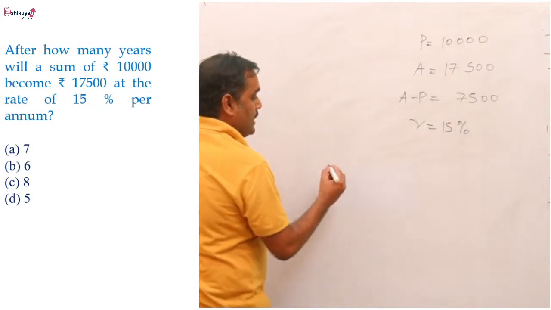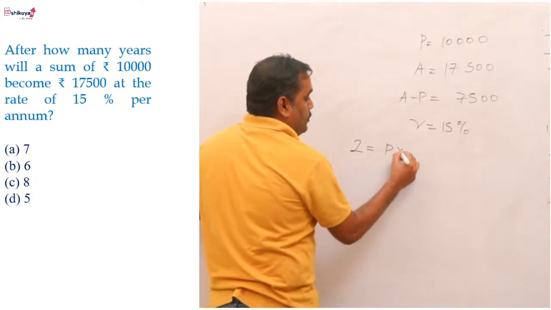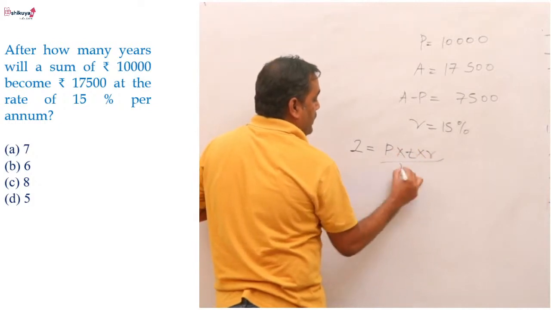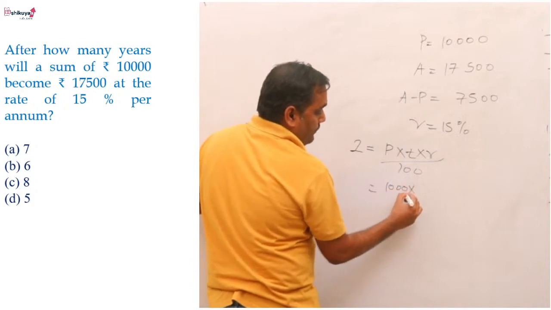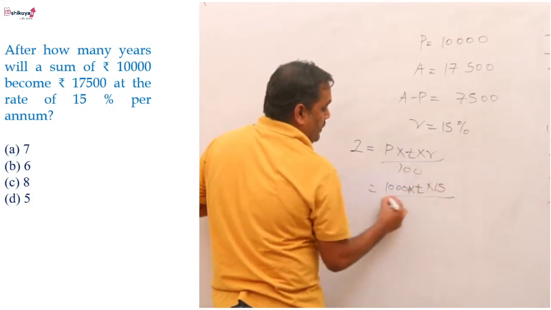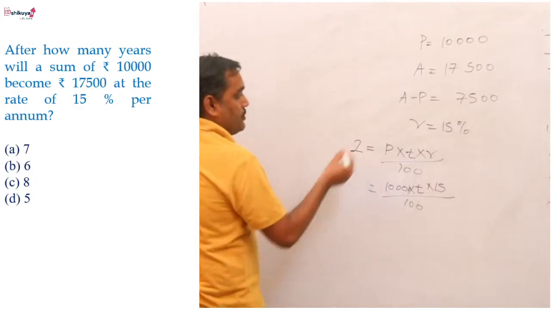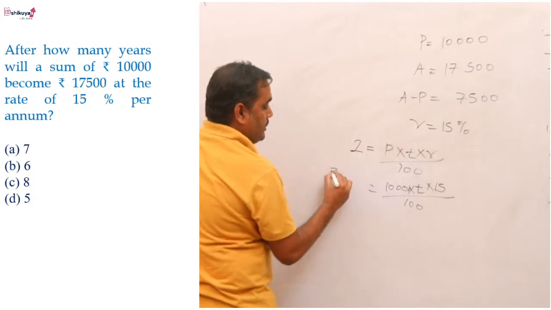So we have the basic equation: interest amount in simple interest is equal to P into T into R divided by 100. P means the principal amount, that is given here. T we have to calculate here. Rate of interest is given as 15 divided by 100. The interest amount we have just calculated, final amount minus principal amount, that is 7,500.